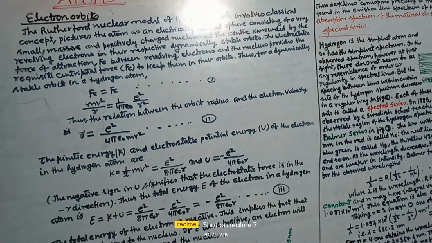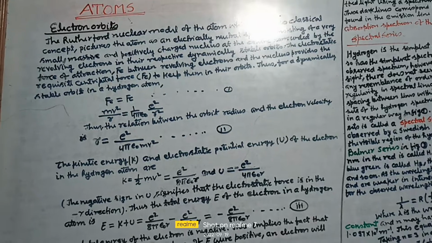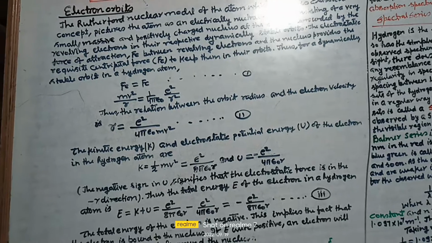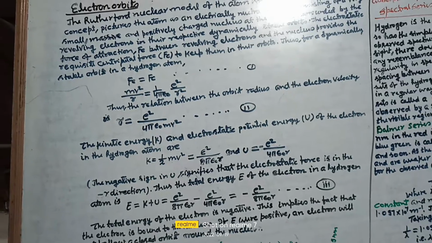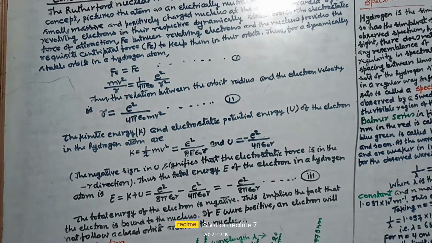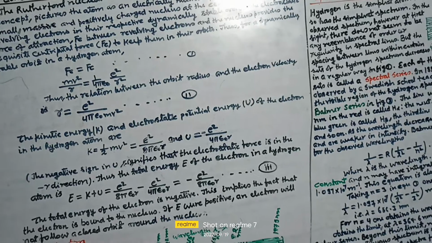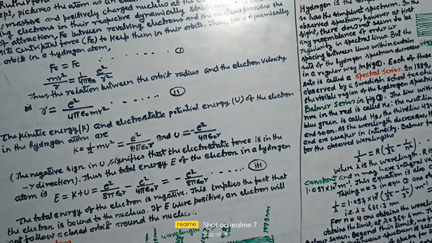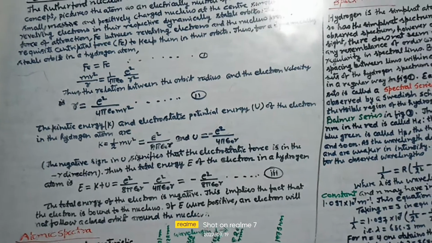Fe equals Fc. So, mv square by r equals 1 by 4 pi epsilon naught e square by r square. Thus, the relation between the orbit radius and the electron velocity is r equals e square by 4 pi epsilon naught m v square. The kinetic energy K and the electrostatic potential energy U of the electron in the hydrogen atom are K equals half m v square equals e square by 8 pi epsilon naught r and U equals minus e square by 4 pi epsilon naught r. The negative sign in U signifies that the electrostatic force is in the minus r direction.